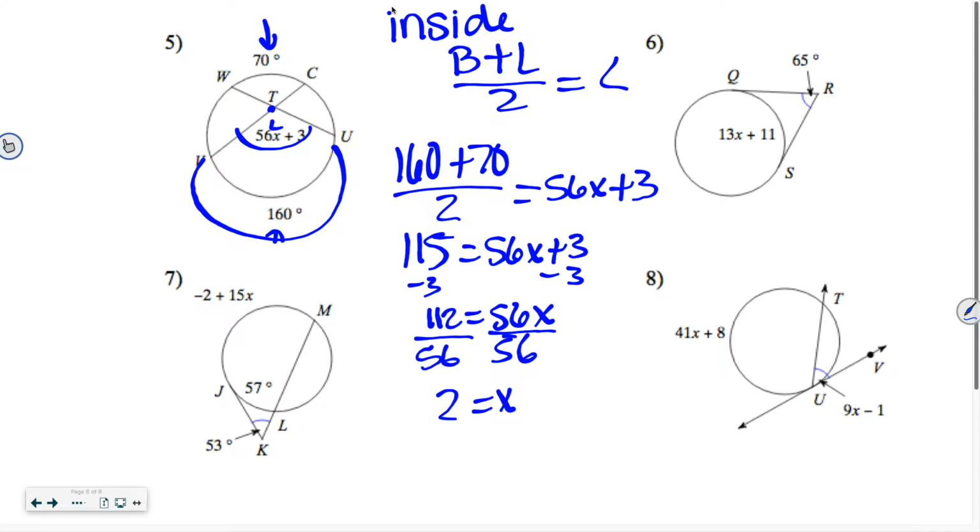Okay, that one was easy. I had to know the formula though. It's inside the circle, so that's going to be big plus little divided by 2. So we've done a couple outside the circles. 6 and 7 are also outside the circle, so we're not going to do those. We did 1 inside the circle.